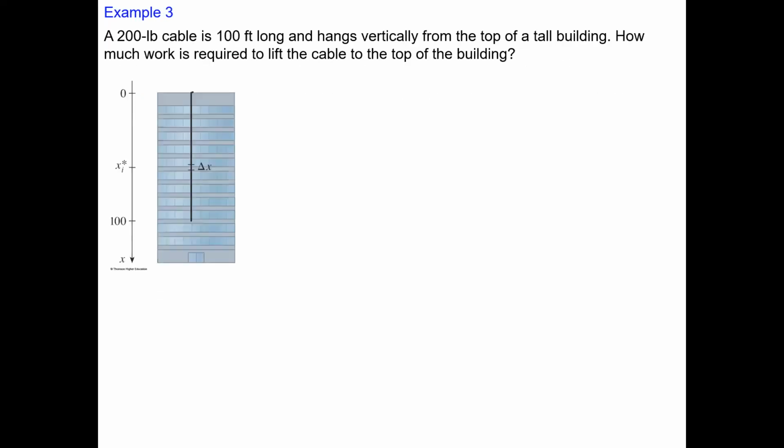Okay, example number 3. A 200-pound cable is 100 feet long and hangs vertically from the top of a building. How much work is required to lift the cable to the top of the building? We can imagine we are here and we have to pull the cable to the top.